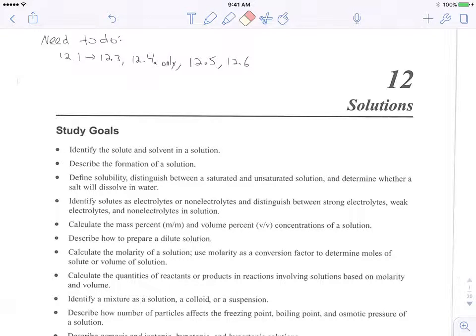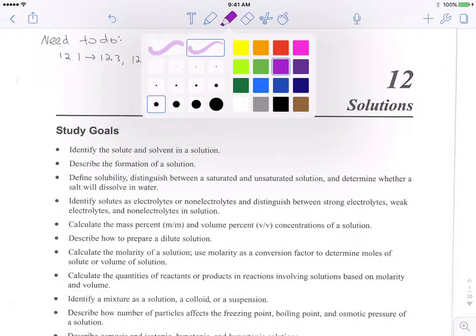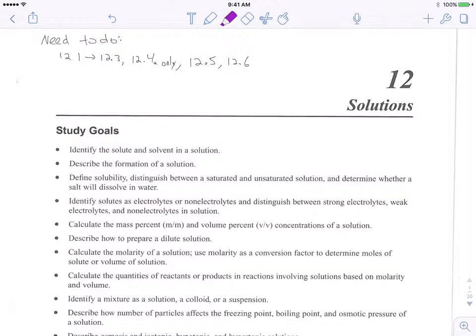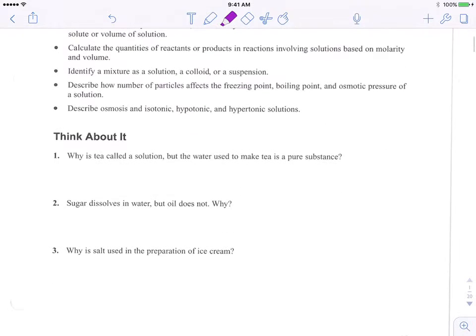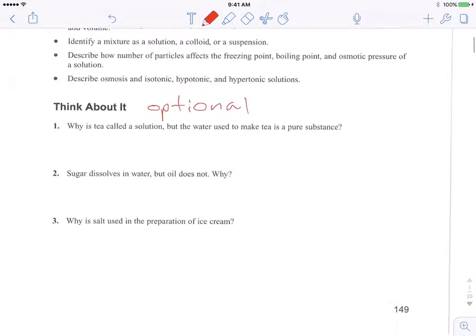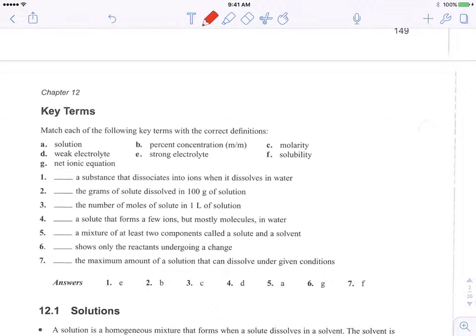So let's get started. We need to do 12.1 to 12.3, 12.4a, 12.5, and 12.6. I'm going to try and do the first few of each one and go from there. Let's see, my purple marker. Highlight. I want you to go through, take notes, and highlight these, and figure out what you know and what you don't know. These right here are always optional. Excellent if you do, you don't have to. Key terms, do these.